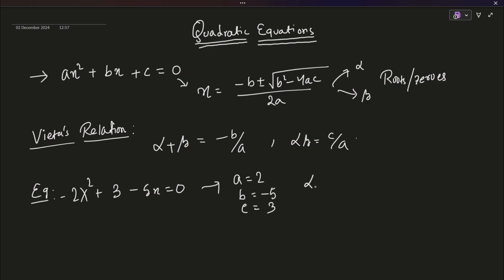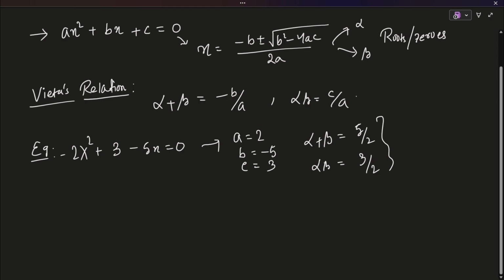And once you get that, you can write alpha plus beta is minus b by a, which is 5 by 2, and alpha into beta should be c by a, which is 3 by 2. And you are done with the roots. And the questions we usually would be concerning about the roots, alpha plus beta, and some relationship among alpha and beta. So, some relationships which you can easily find using this Vieta's relations are as follows.